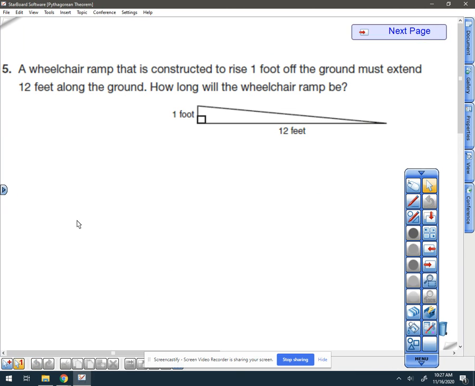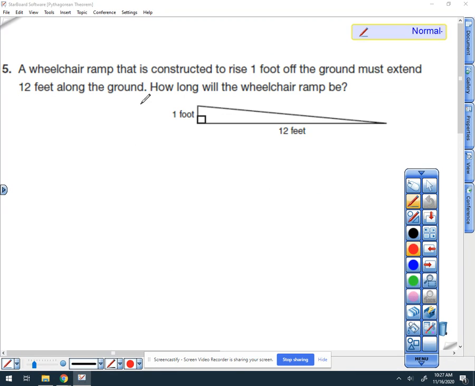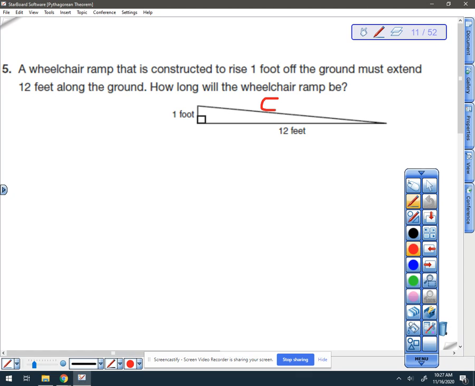All right, our last one. A wheelchair ramp that is constructed to rise 1 foot off the ground must extend 12 feet along the ground. How long will the wheelchair ramp be? So what is our missing side? What will our C be? So go ahead and try this one. It's our last one. See what you come up with.